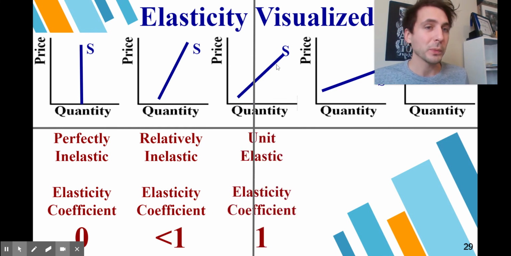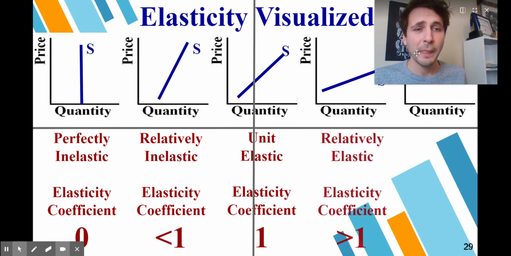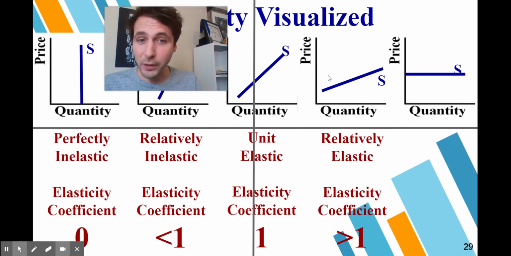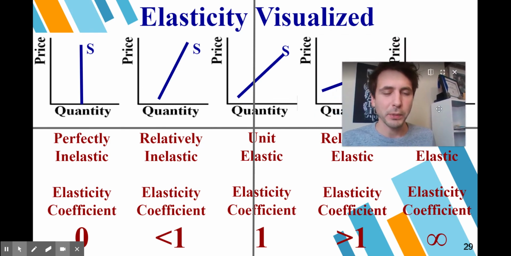Unit elastic, of course, is when the coefficient is 1, or percent change in quantity is equal to the percent change in price. Relatively elastic has that flattened out curve. Elasticity coefficient is greater than 1 as a result. And then perfectly elastic is horizontal and it has a coefficient of infinity because a change in price is going to result in a change in quantity that is infinite. So your numerator is infinity, your denominator is whatever that change in price is. And so as a result, you're going to have a coefficient of infinity. In other words, you just have a fixed price for the goods that are supplied there.